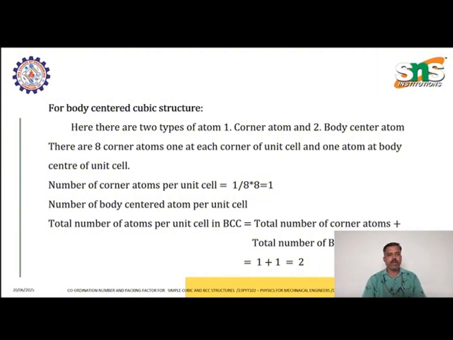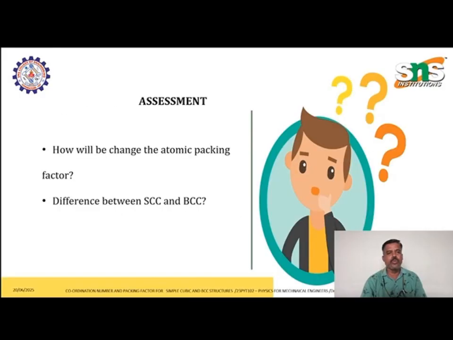The next one is the body centered structure, that means BCC. The corner atoms give 1 by 8 into 8, equal to 1, and the body center atom is fully inside, so it is 1 and not shared. So the total number of atoms per unit cell in BCC is equal to 2.